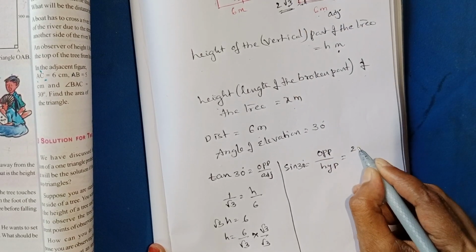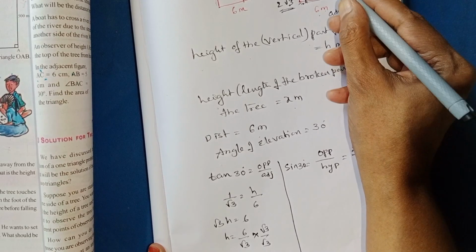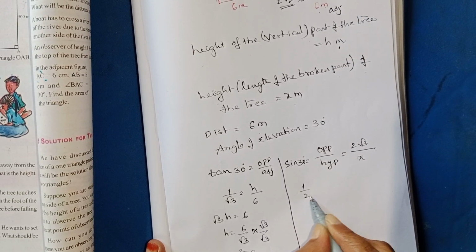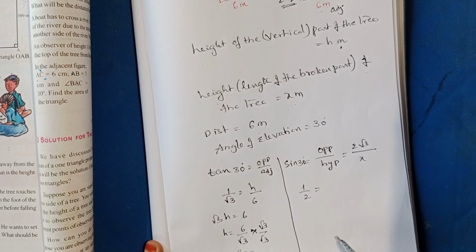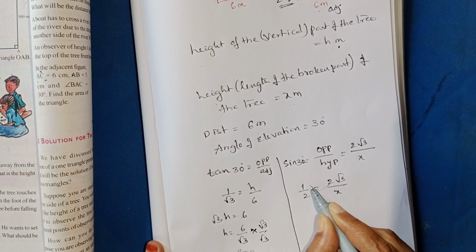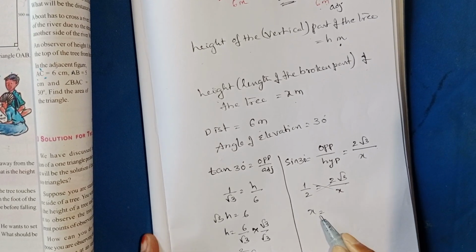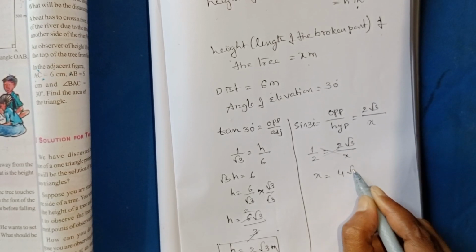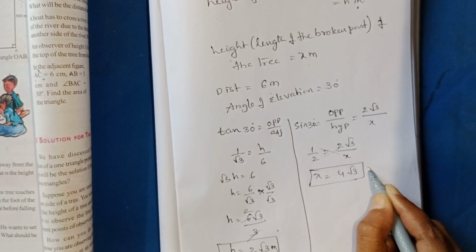Opposite value is 2 root 3 units by hypotenuse, which we don't know, so we take x. Sine 30 we know is 1 by 2. Then it is equal to 2 root 3 by x. Take the cross product again. X is equal to 2 into 2 root 3, which is 4 root 3. X value is 4 root 3 meters.